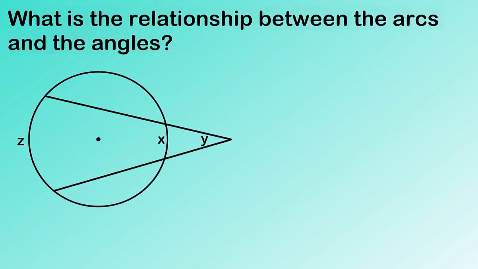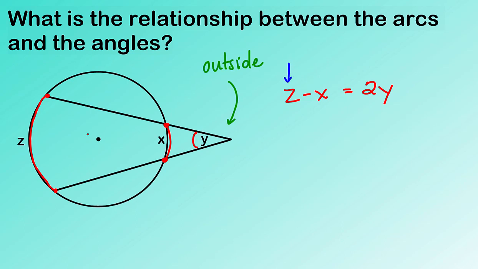Another relationship we want to talk about is when the intersection of these two is outside of the circle. So we just dealt with it when it was inside the circle. When it's outside, it's very similar, except I'm going to subtract the arcs, and that will be equal to 2 times the angle measure. So I'll do big minus little equals 2 times the angle.